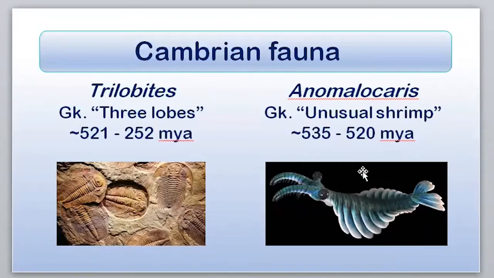Yes, anomalocaris was, in its time, the top predator of the seas, sir. Yeah, good. And trilobites are relatively close to horseshoe crabs, but they can live out of water and in water, though they prefer to live in water. Actually, both these animals lived close to the seabed, sir. Yeah, good.